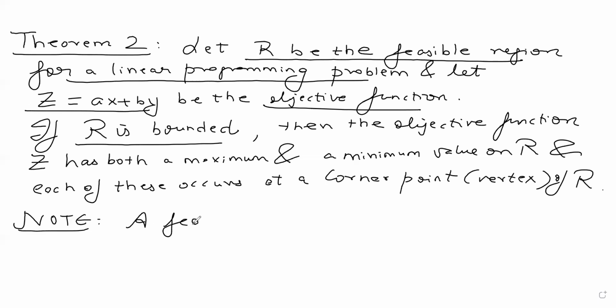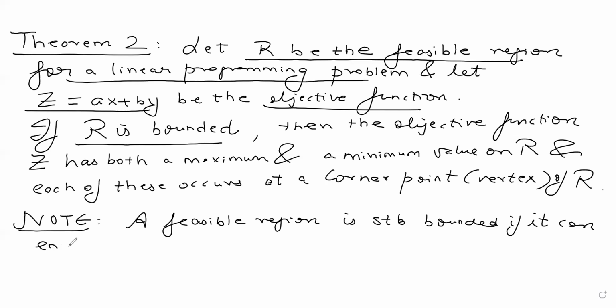A feasible region is said to be bounded if it can be enclosed within a circle. So I can say that a feasible region is said to be bounded if you can enclose that region within a sufficiently large circle. Otherwise, it is called unbounded.